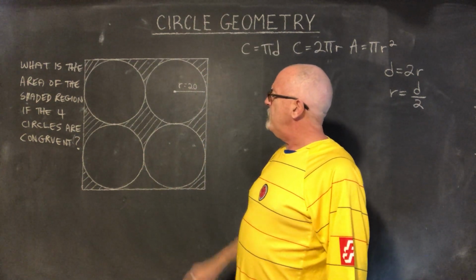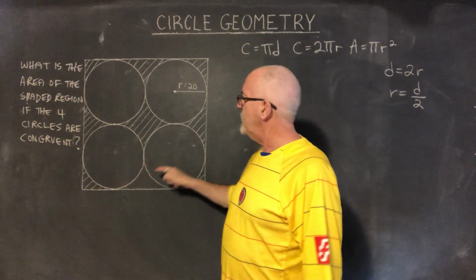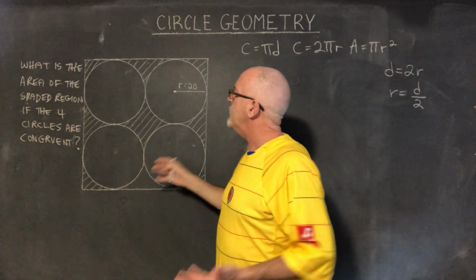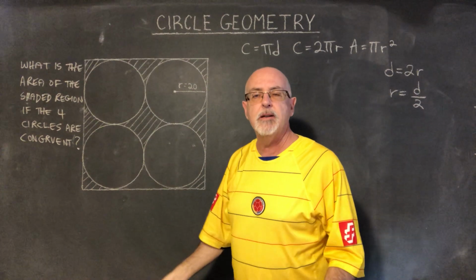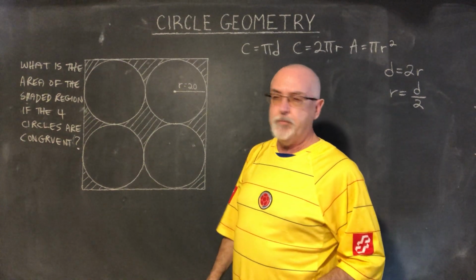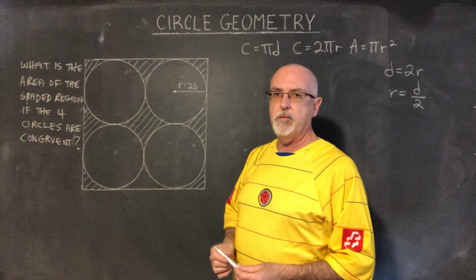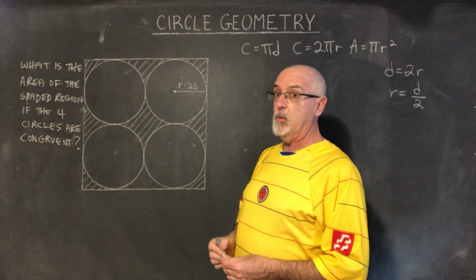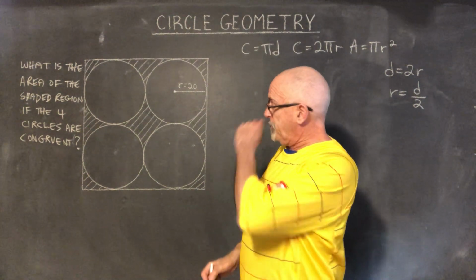What's the area of the shaded region? That's weird. So it's the area of all of this square that doesn't have circles on it. We're going to have to do a subtraction. The area of the shaded region type of geometry problem frequently will involve subtraction.